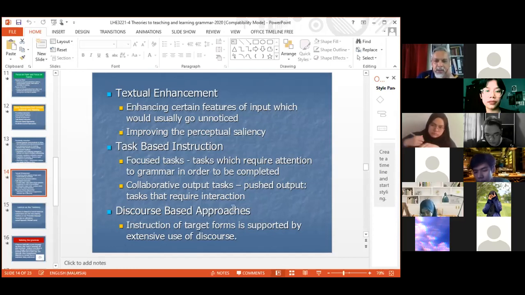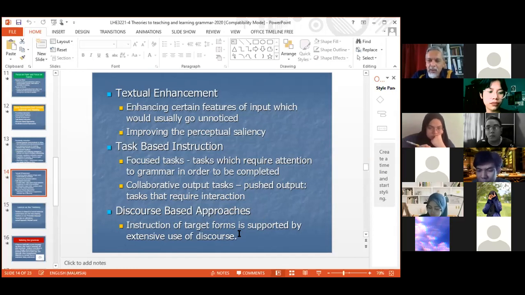Okay, number 3 is discourse based approaches. Instruction of target forms is supported by extensive use of discourse. What does extensive use of discourse mean? It can mean the use of a lot of reading text.